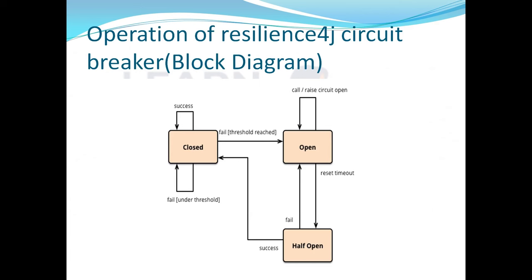If we reach the threshold value, say the threshold value is 5, then we hit 5 requests. Of those 5 requests, 3 requests fail and 2 requests succeed. Then it reaches the threshold value, and it goes to the open state.